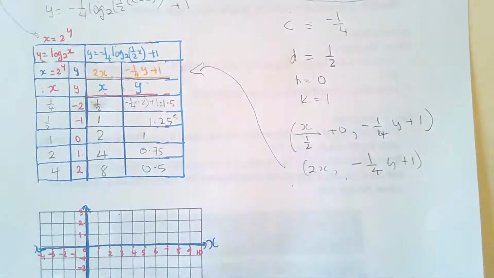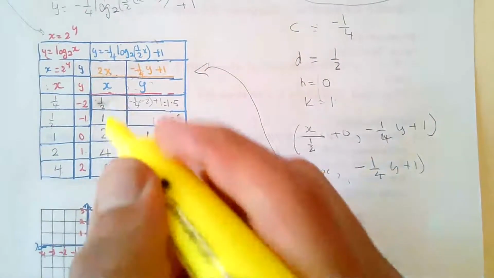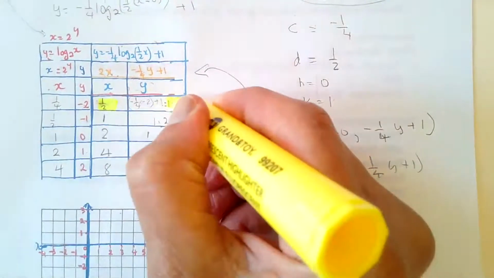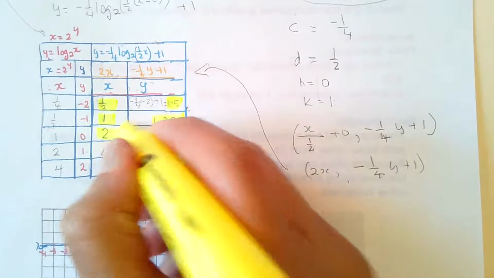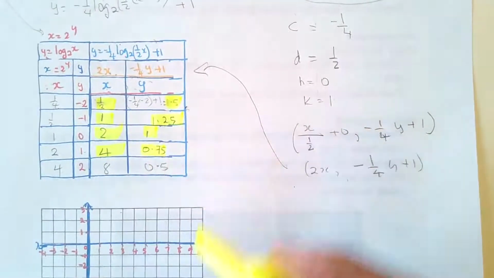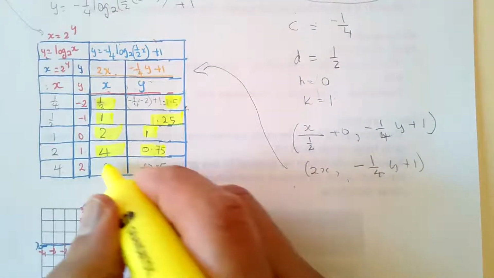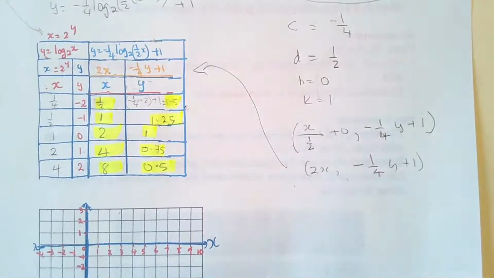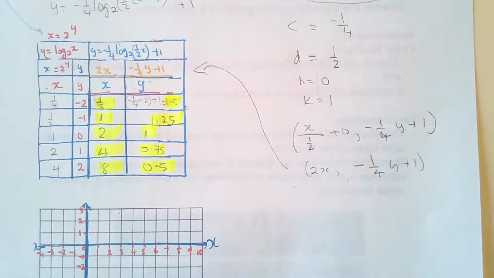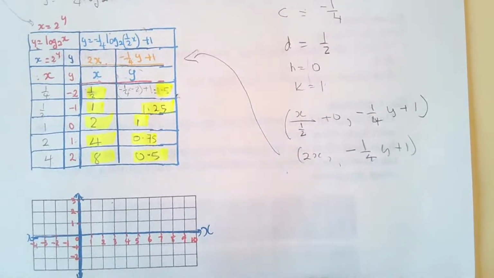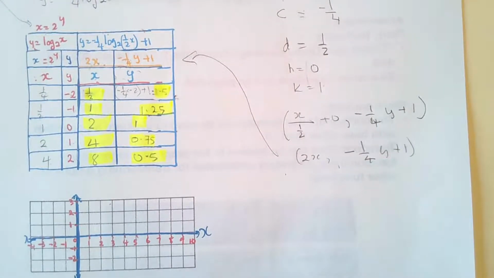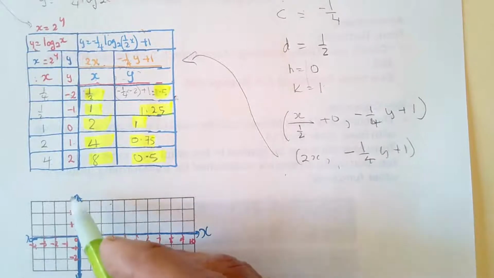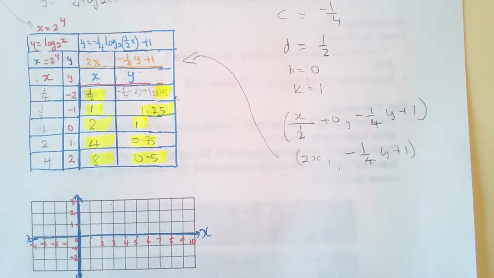So these are our transform points. So we have a half, 1.5, 1, 1.25, 2, 1, 4, 0.75, 8, 0.5. Plot those points, and remember we said it's a reflection. So this graph should be going downwards. Let's see if it happens, right?